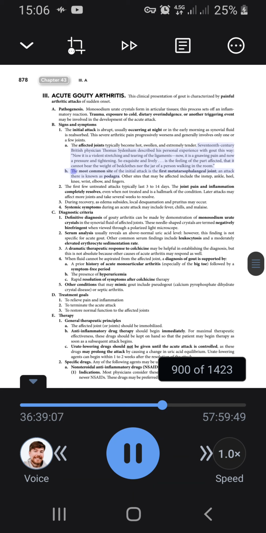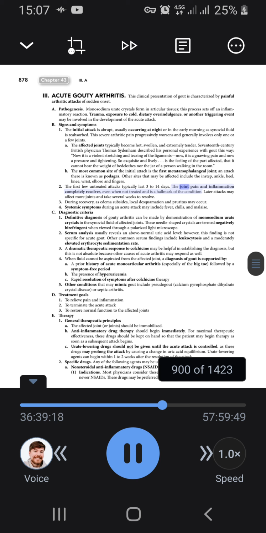B. The most common site of the initial attack is the first metatarsophalangeal joint. An attack there is known as podagra. Other sites that may be affected include the instep, ankle, heel, knee, wrist, elbow, and fingers. 2. The first few untreated attacks typically last 3 to 14 days.